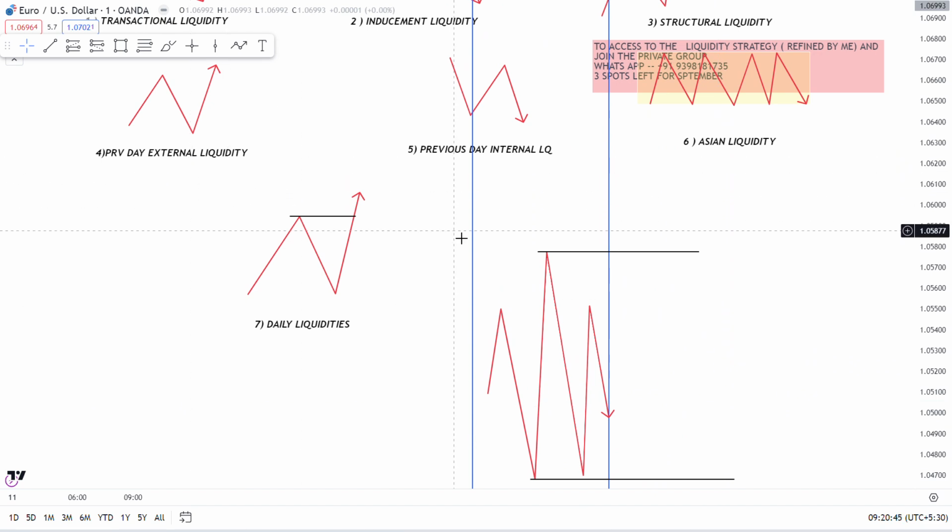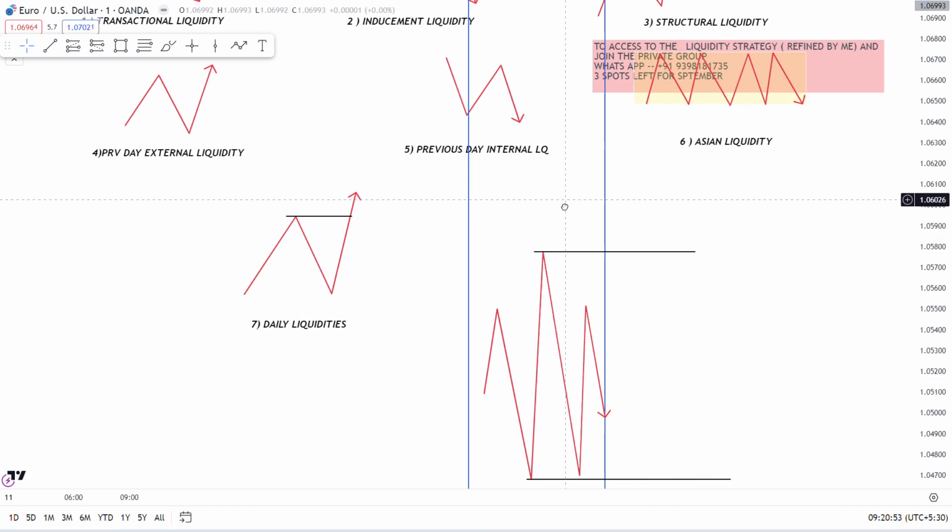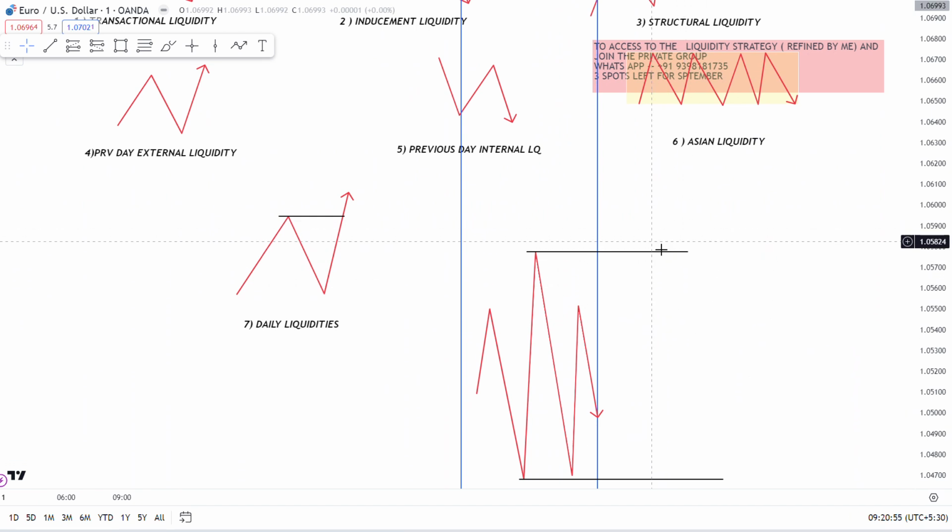These are the fourth type of liquidity. There is an 80% chance of reversals in this area. These are very good points for reversals, because the market makers have a lot of liquidity here.